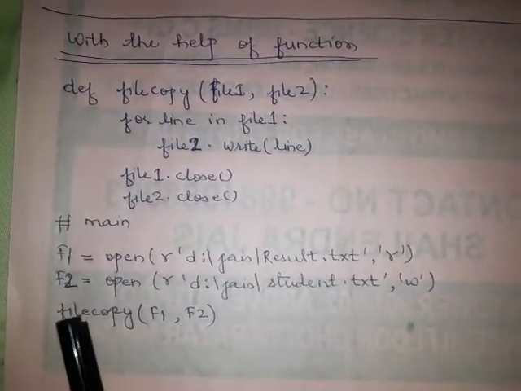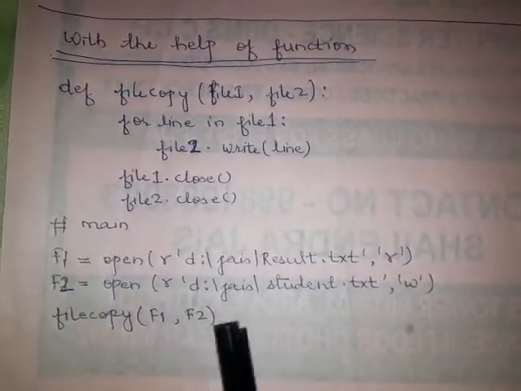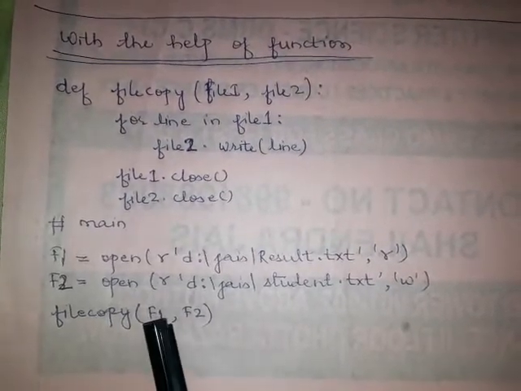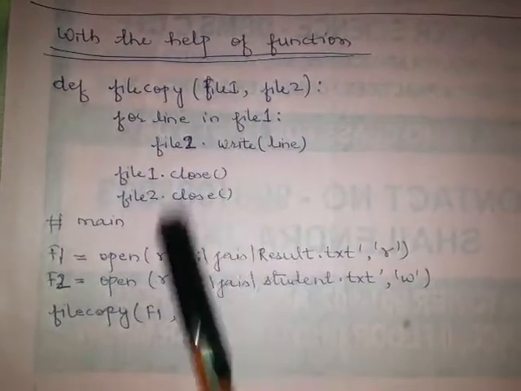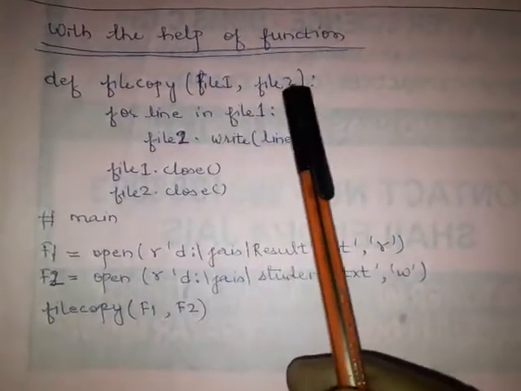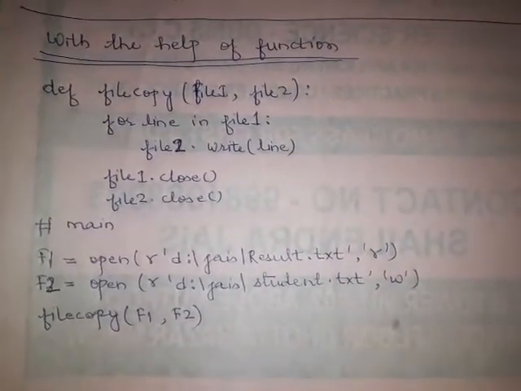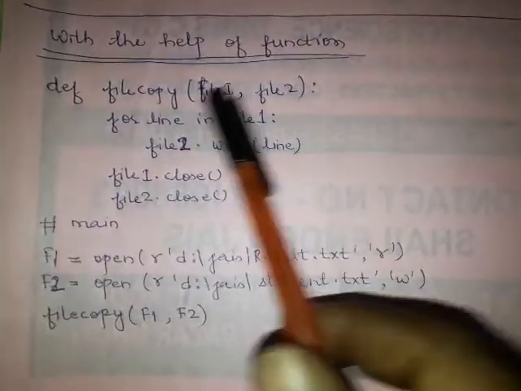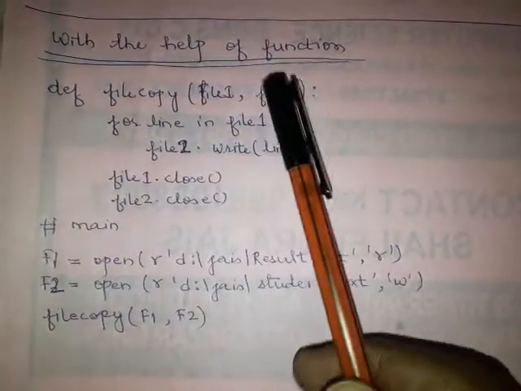Simply, the last statement: I have called the function file copy. This function is called, and I am passing two arguments, the first file pointer and the second file pointer. This f1 acts like file1 and this f2 acts like file2. So both file1 and file2 behave as file pointers. This is the simple file copy operation with the help of a function.